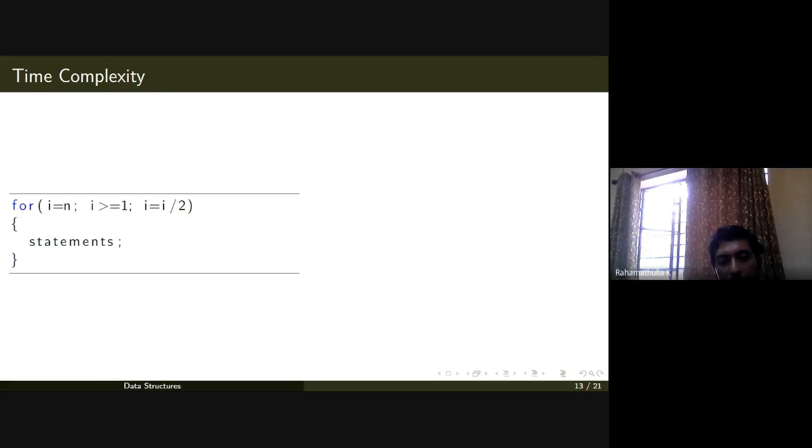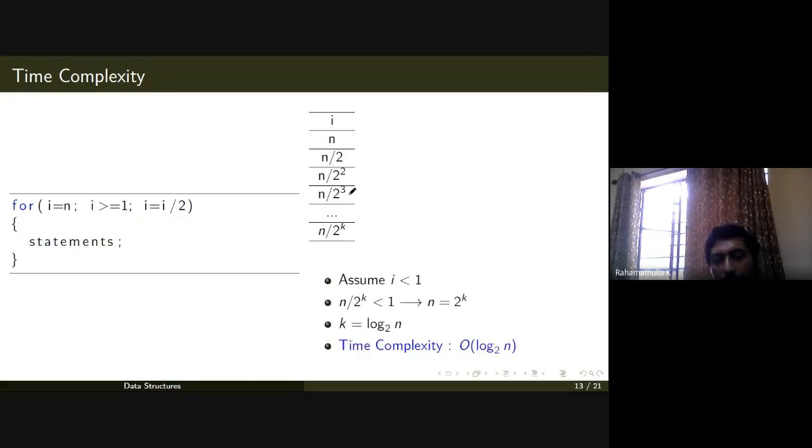In the previous case we have seen every time the loop index was getting multiplied by 2. Now let's take a sample where this index was getting divided by 2, i equals i divided by 2. Let's try to trace this algorithm. When i equals n, this will be executed. n by 2 it will be executed. n by 2 squared also this statement will be executed. Till n by 2 raised to k, this statement will be executed.